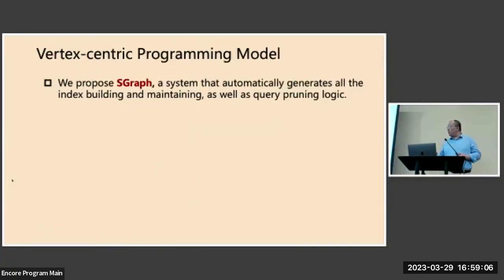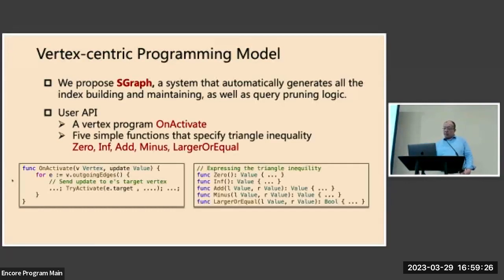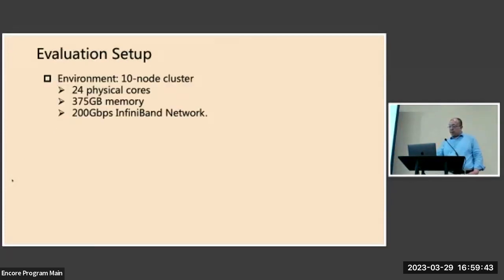Okay, so here we build a system based on these ideas, and the snapshot system is called sgraph. The system maintains the index building, and also provides an interface so that the user can specify what to do when a vertex is activated. More importantly, many applications need to redefine the operations for the different parts, such as the inequality. So we allow the users to override that.